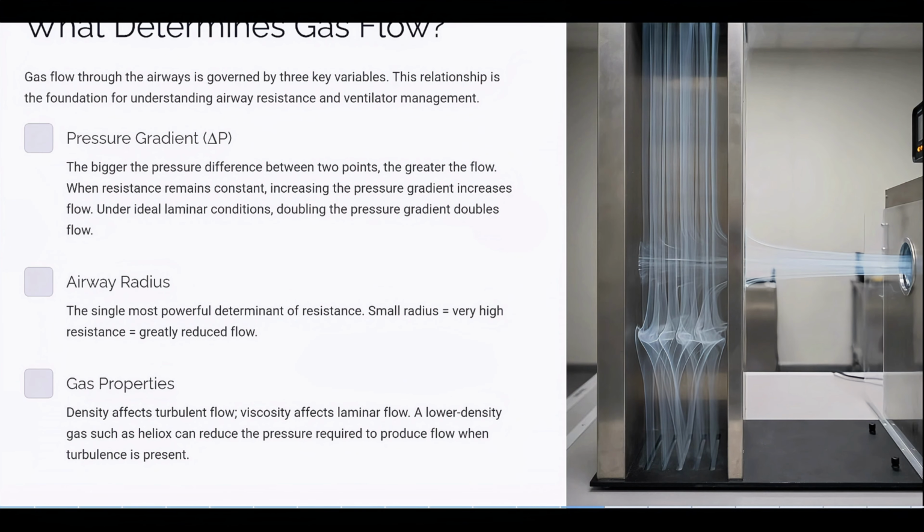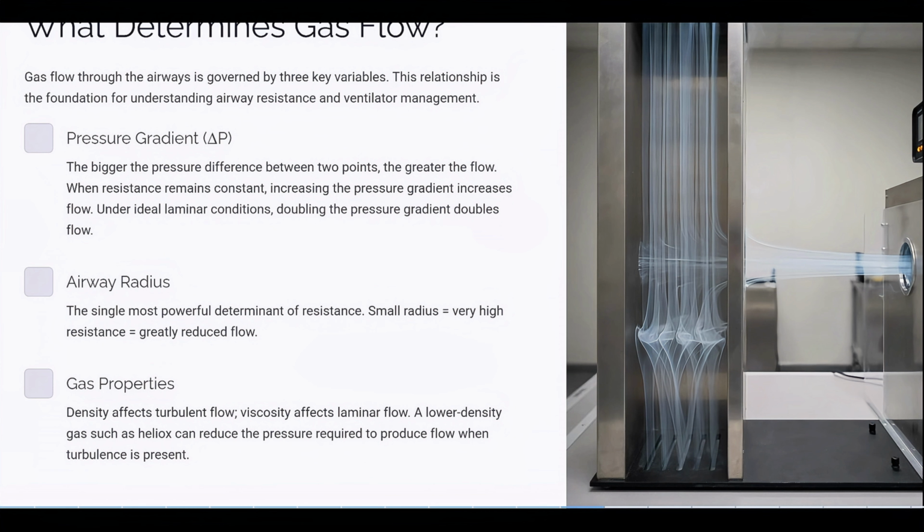Three variables determine gas flow. You have the pressure gradient, which we kind of covered already. The bigger the difference between two points, the more flow you're going to get, as long as resistance stays the same. The radius of the airway or tube, and this one's so powerful, we're going to give it its own section in the next video. So for now, small radius, very high resistance, dramatically reduced flow. Notice only one of these three has anything to do with the source. The other two are about the path and about the gas itself.